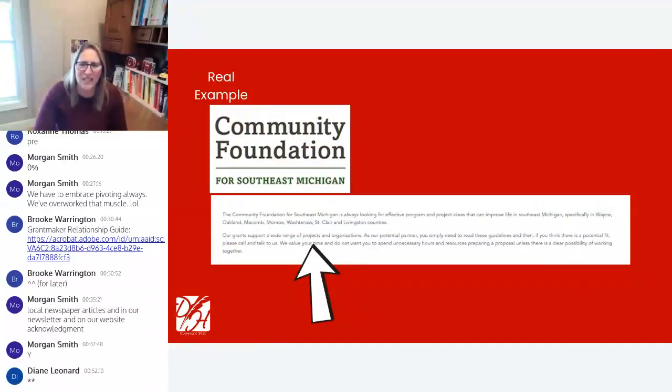But in this example, the funder's website tells us that we value your time and don't want you to spend unnecessary hours and resources preparing a proposal unless there's a clear possibility of working together. They want you to build a relationship with them. They want to have a conversation. It might not turn into a funding relationship yet, or it might.